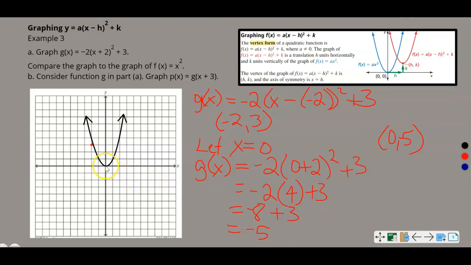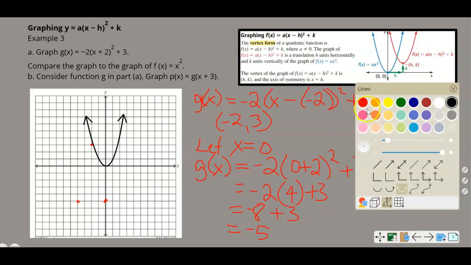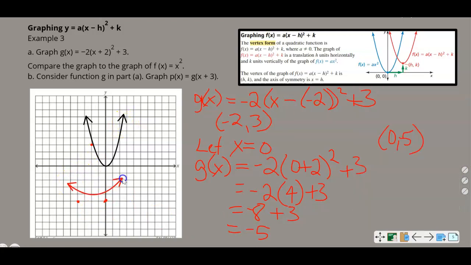So here's 0. And I know using the axis of symmetry, I can go over 2 units to the left of the axis of symmetry. Remember, the axis of symmetry goes straight down through the vertex. And then we can graph the function.